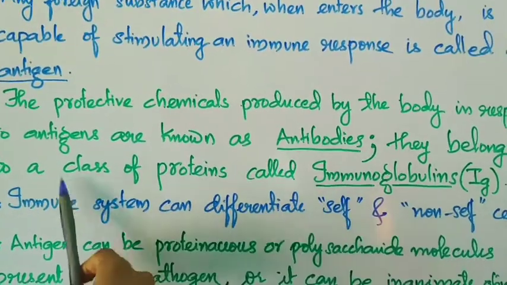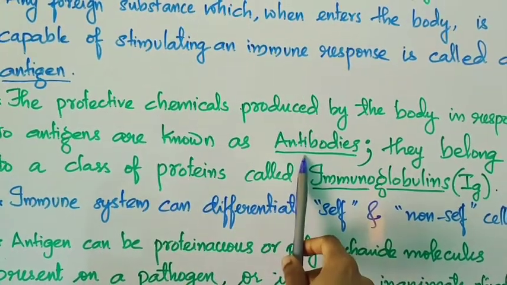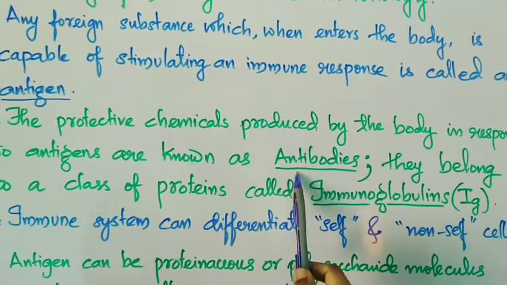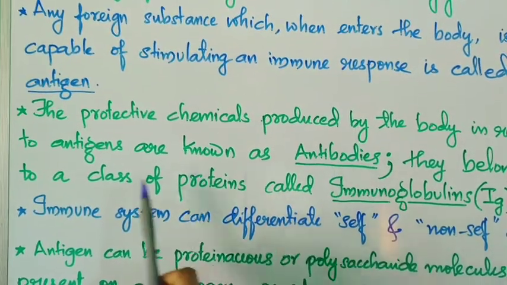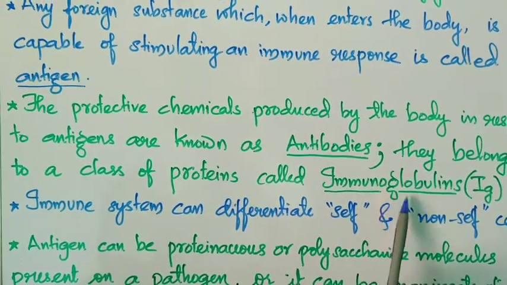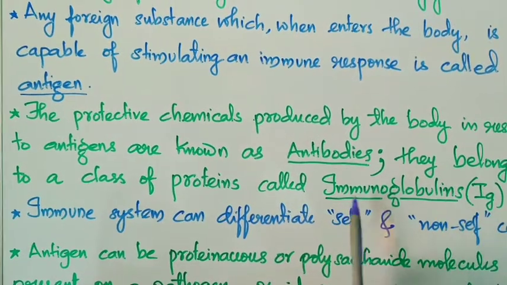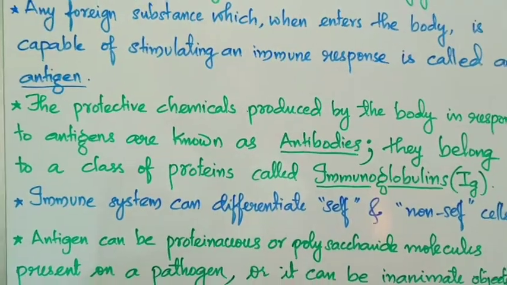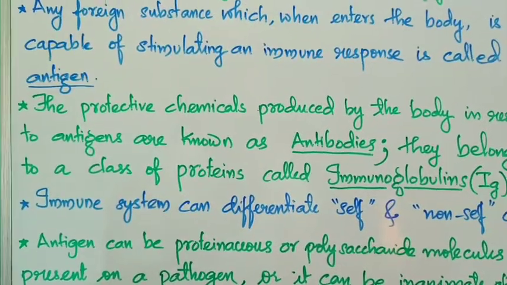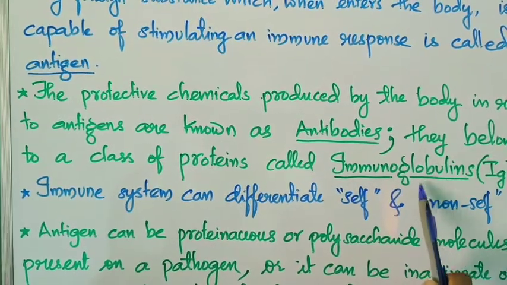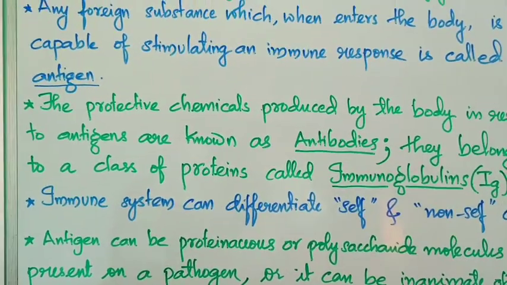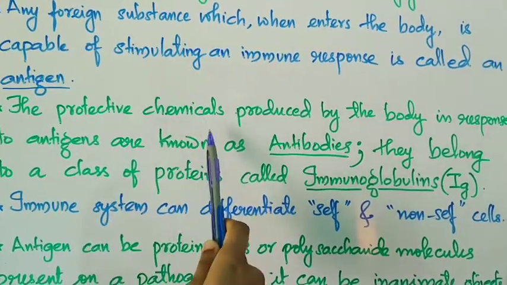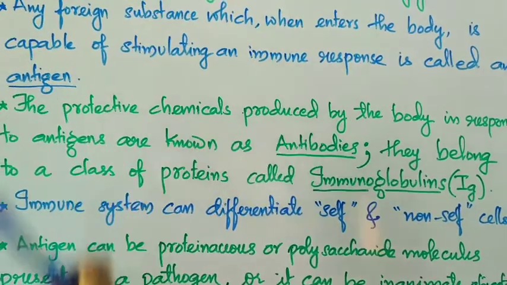They belong to a class of proteins. These antibodies are always made up of proteins. Unlike antigens, these are always proteinaceous, and they belong to a class of proteins called immunoglobulins, Ig in short. So in the textbook as well as in future videos, whenever I mention immunoglobulins, you must understand that I am referring to antibodies. Alright, so antigen triggers the immune system and the immune system produces antibodies against the antigen.